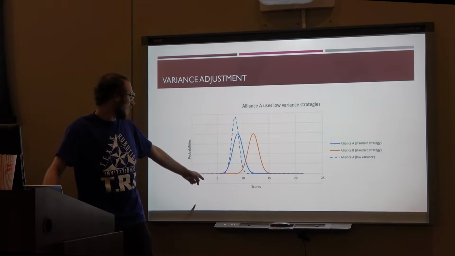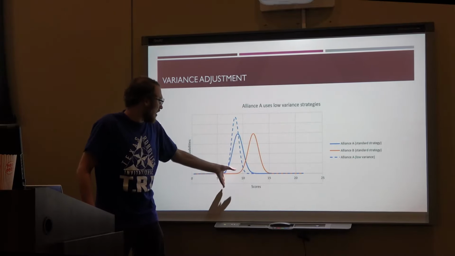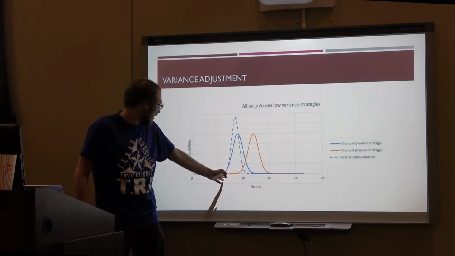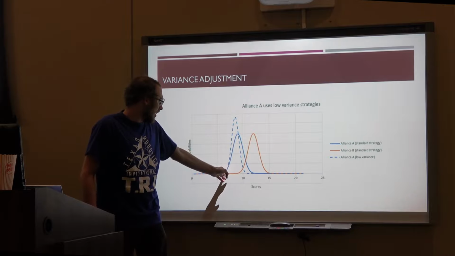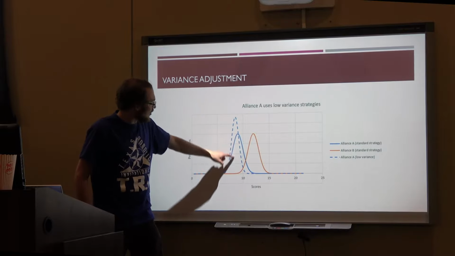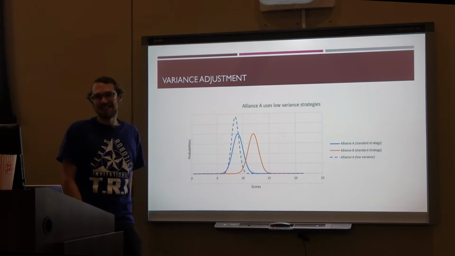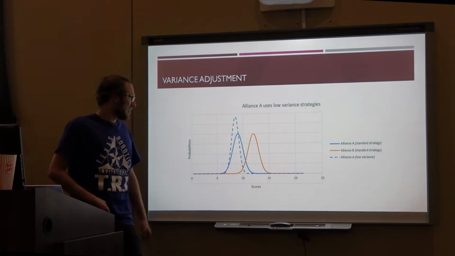Okay, so here's a low variance kind of match where instead of having a big range of possible scores, they tightened up that range. So now instead of scoring from 7 to 13, they're only really scoring from like 7 to 11 points or something. And this is really bad now because there's almost no chance for Alliance A to outscore Alliance B right here.